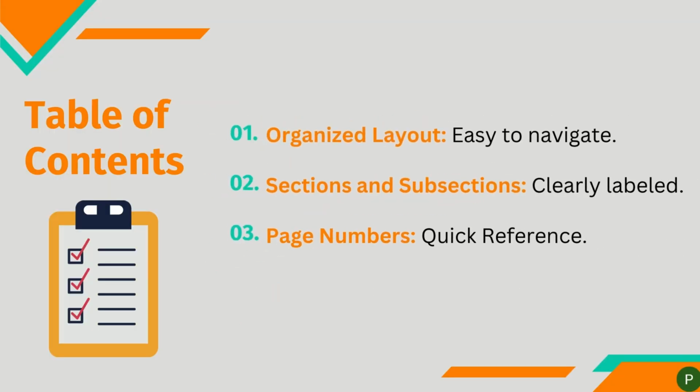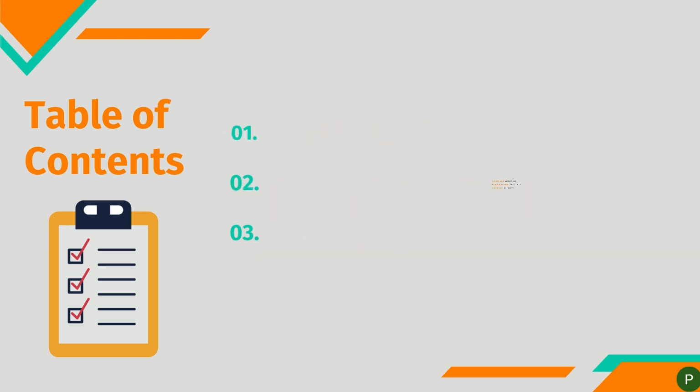Now, many people don't include a table of contents, which is very important. The table of contents should be well organized and easy to navigate. You need to clearly label sections and subsections, and don't forget to include page numbers for quick reference. For example, number 1, Executive Summary, page 1 and 2. Introduction, page 2 and 3. Methodology, page 3 and 4. And findings, page 5. This helps the reader find the information that they need quickly and efficiently.